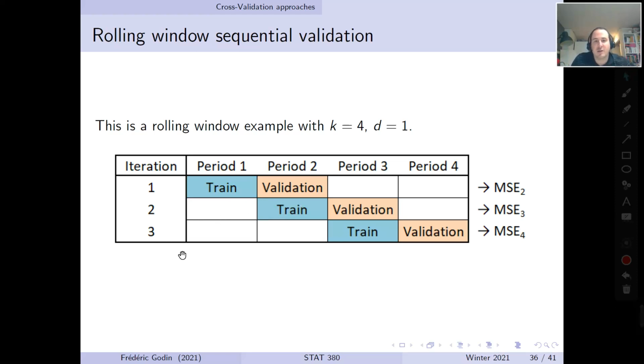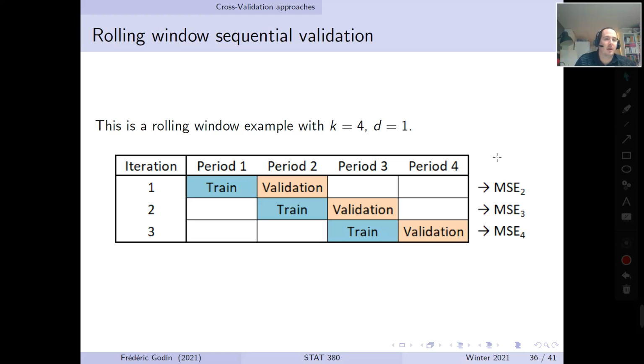Then in the third iteration, you train your model only on the period 3 data because you use a rolling window of 1. So periods that are 2 periods away and 3 periods away from the validation set, you don't use them, and then it says the performance here. This gives you MSE 2, 3, 4, and then at the end of the procedure, you can simply aggregate these mean square errors to come up with a final MSE which gives you the performance.